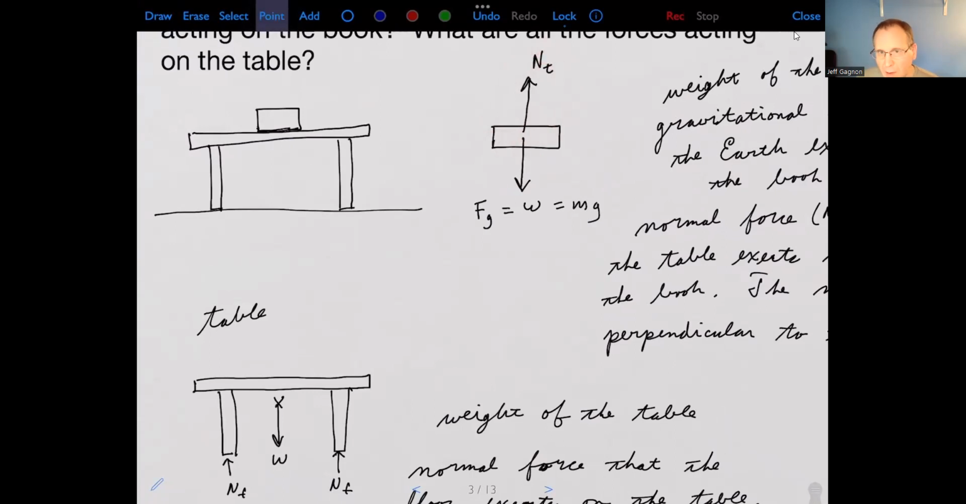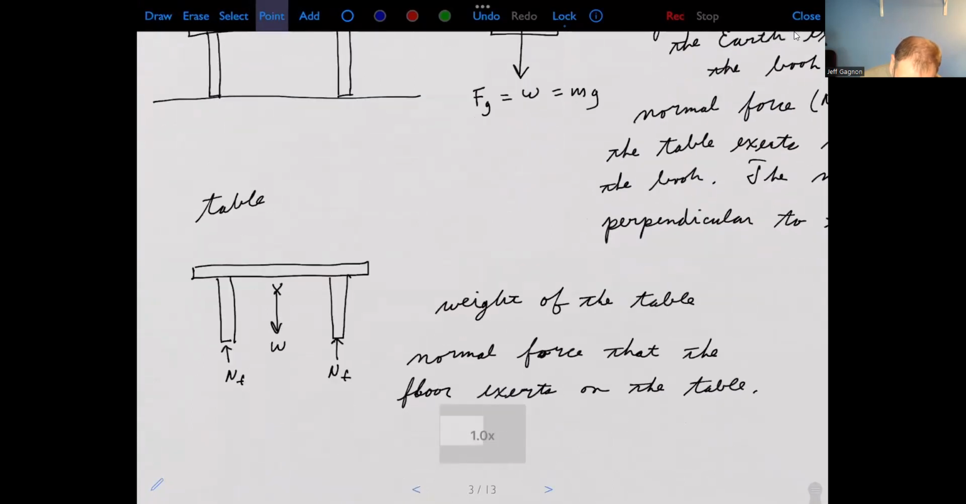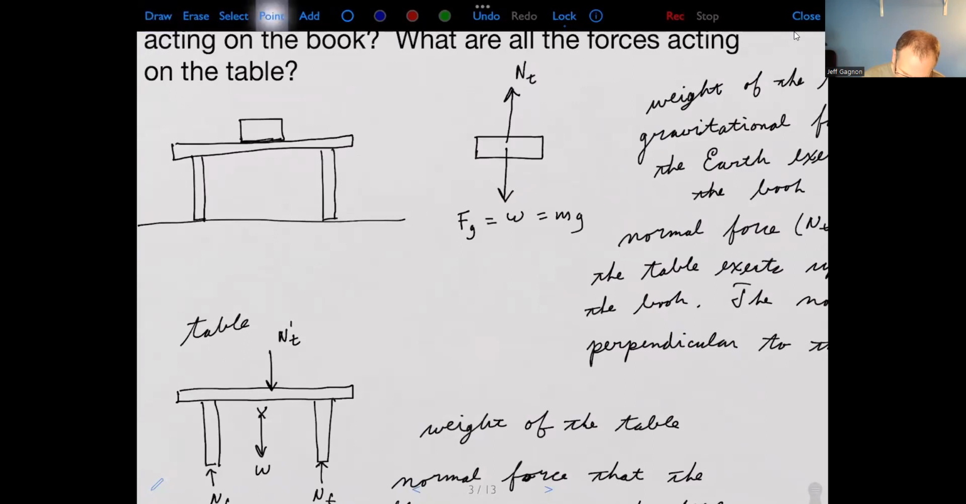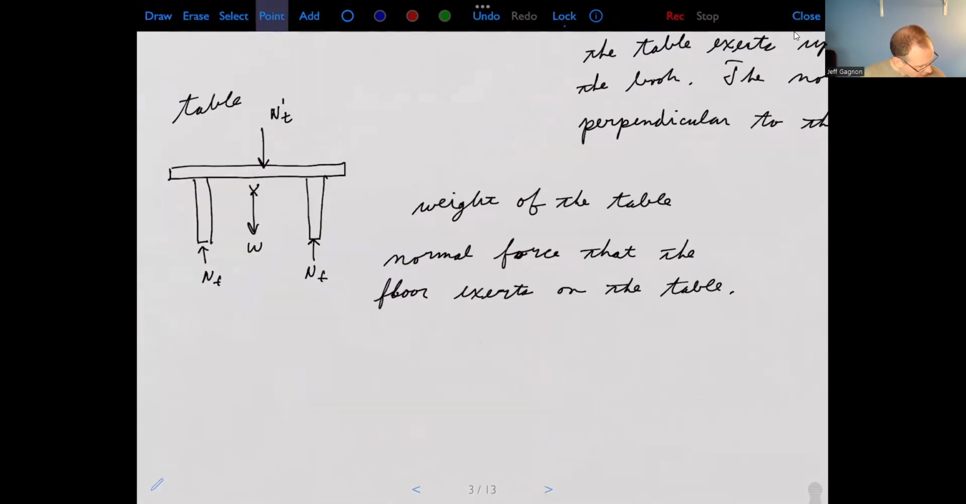But here's where Newton's third law comes in. Because of Newton's third law, it says there must be an equal and opposite force that the book exerts on the table, which is going to be, in this case, downward. I'll just draw it like this. Arrow going downward. So I'll call this NT prime, right? It's going to have the same magnitude as the normal force that we calculated over here that the table exerts on the book, but it's in the opposite direction, right? Same magnitude, opposite direction.